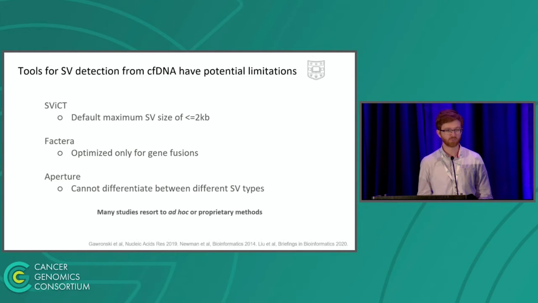And as a result of this, many of the cell-free DNA studies that we looked at used either ad hoc or proprietary methods for their analysis. Many other papers used kind of generic SV calling tools, which seemed to work, but they were unable to point to any sort of benchmarking to suggest that those tools were appropriate in this context.